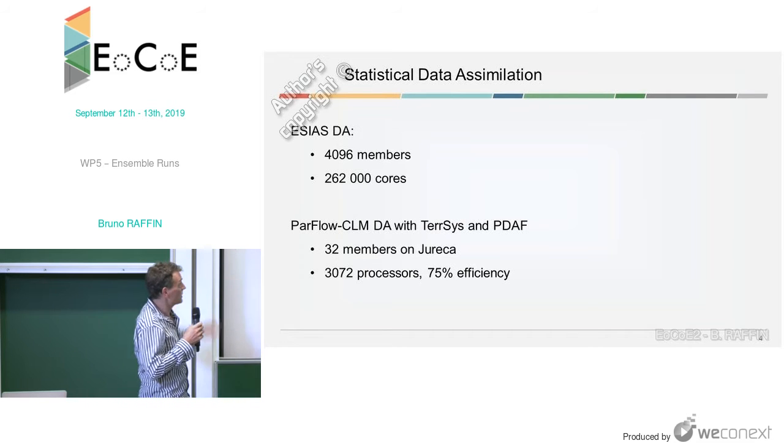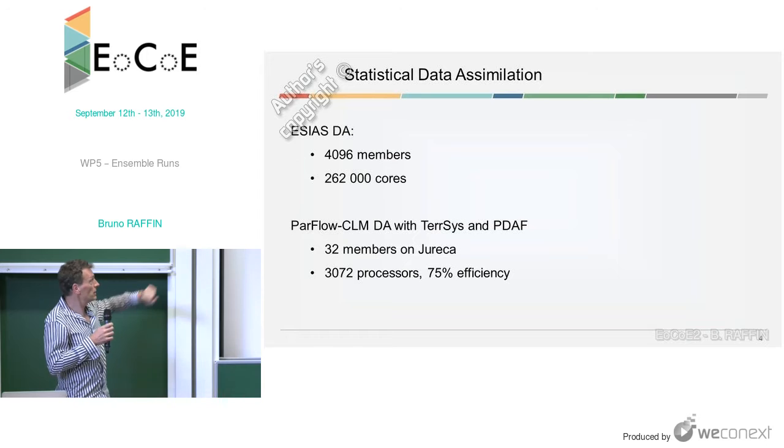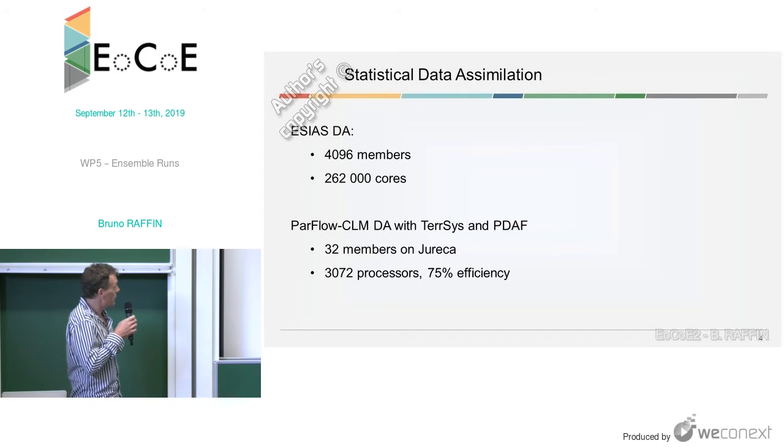So here is the current state of what has been done in data assimilation regarding EoCoE and ParFlow. EoCoE already has some very large runs with 4,000 members using 2,062,000 cores. I think it was on the ULICH machine. And ParFlow CLM is using a data assimilation framework called PDAF. They are more modest, with 32 members and 3,000 processors with 75% efficiency.